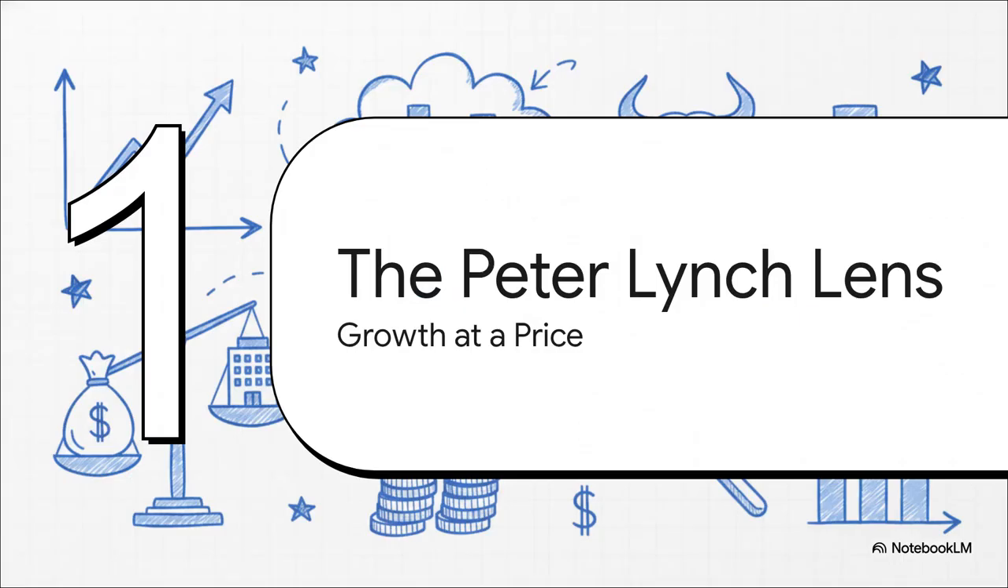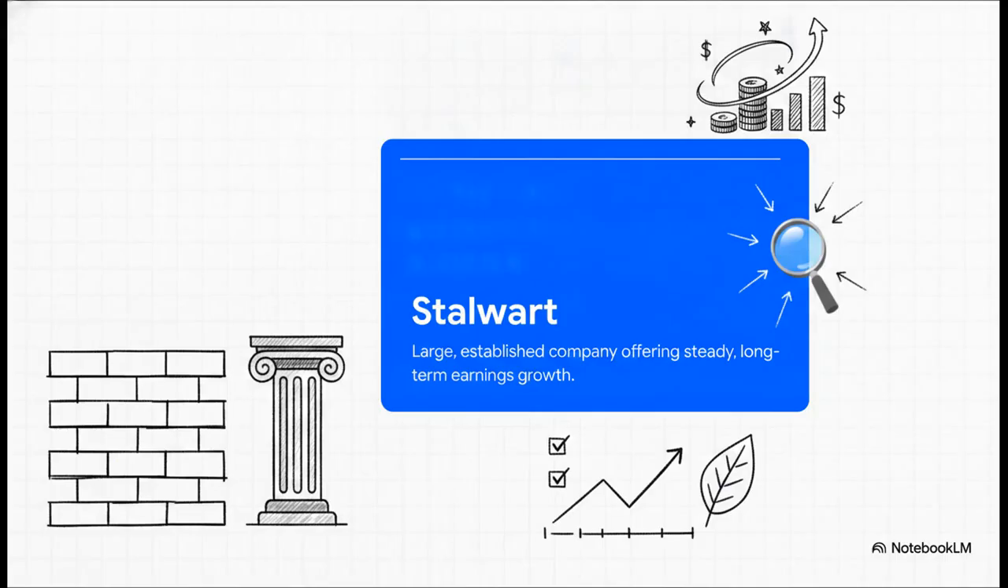Section 2. The Peter Lynch lens. Growth at a reasonable price. Over in Peter Lynch's universe, you always categorize the company first, and Nasdaq is very firmly categorized as a stalwart. Basically, that's a massive established company that still manages to offer reliable long-term growth. And the data perfectly backs this up. With its $51 billion size, Nasdaq has delivered a very robust 5-year earnings per share growth rate of 10.65%. So it's not some hypergrowth tech startup, but it is a remarkably steady wealth compounder.